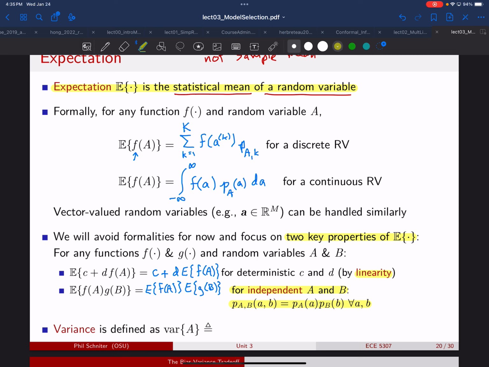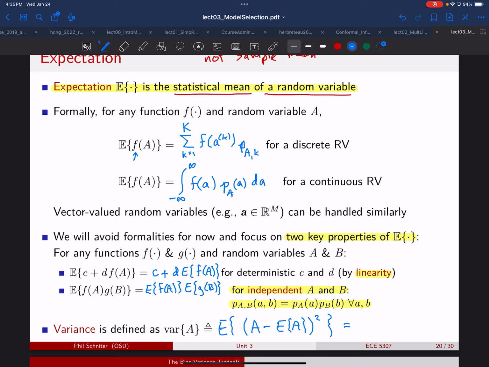So, not surprisingly, after we're done talking about expectation, the next thing we talk about is variance. So variance is defined very similar to how we define sample variance from the sample mean. You can define the statistical variance from the statistical mean. It's just that the averages are now expectations. So we have the expectation of the difference between A minus its mean, quantity squared, and now we average that. So this is how we can define the variance.